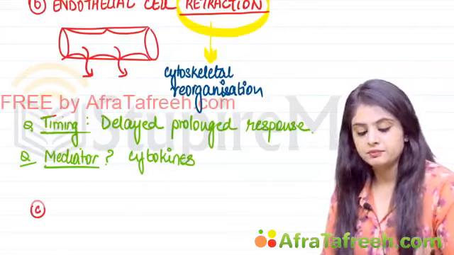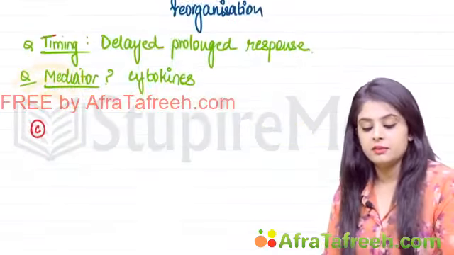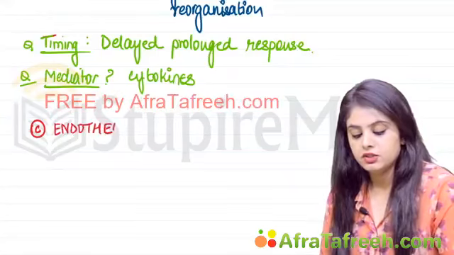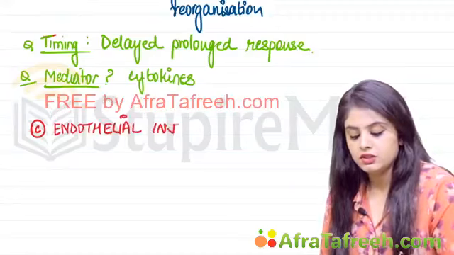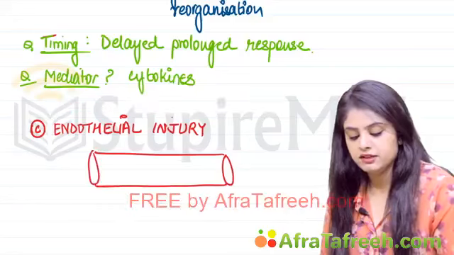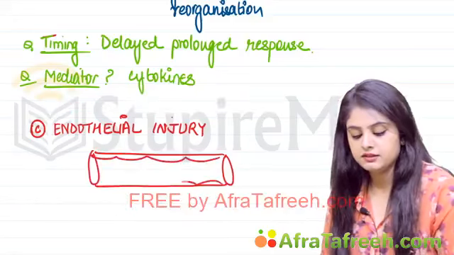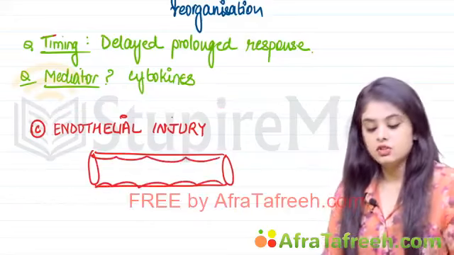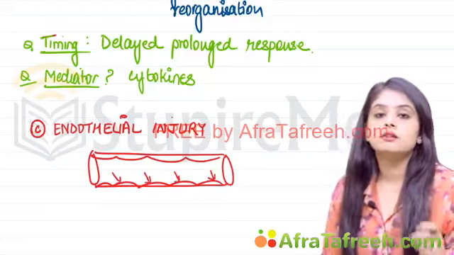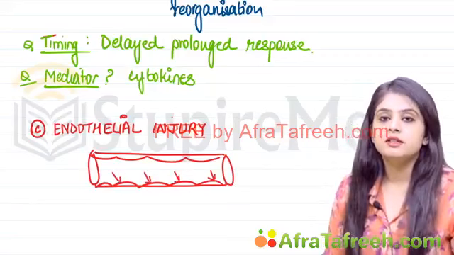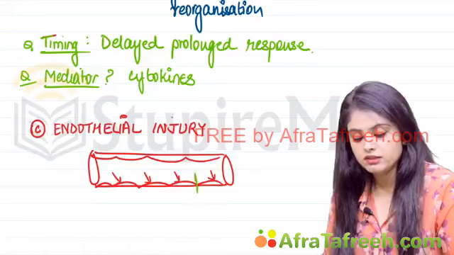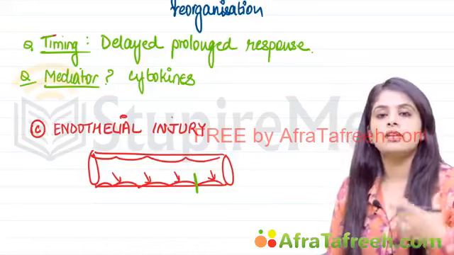The third mechanism that we have is referred to as endothelial injury. Again, let's take the example if this is a blood vessel with the lining cells. Endothelial injury means that there is something that is coming and injuring the lining or the endothelial cells. Is it necessary that it will only injure at the junction of the two endothelial cells? No. Injury can happen anywhere.